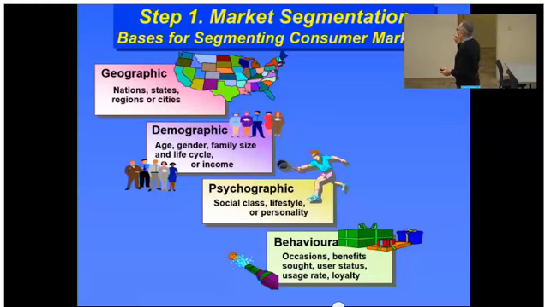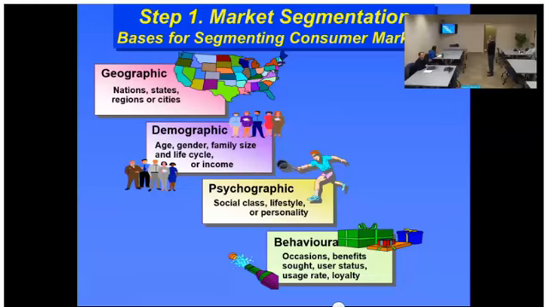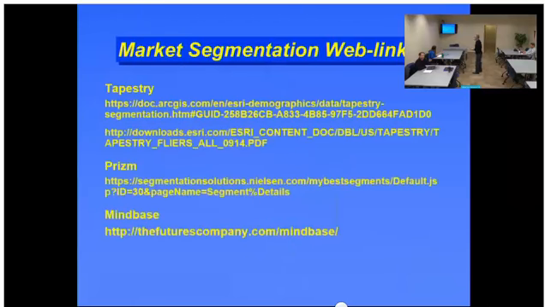Demographics: age, gender, family size, life cycle, income. Psychographic, we're going to talk about that a little bit: lifestyle, social class. Behavioral is another form of segmentation. All right, this is pretty cool.